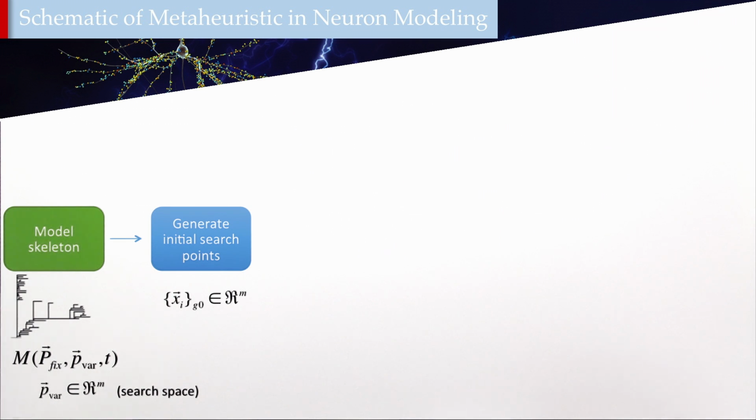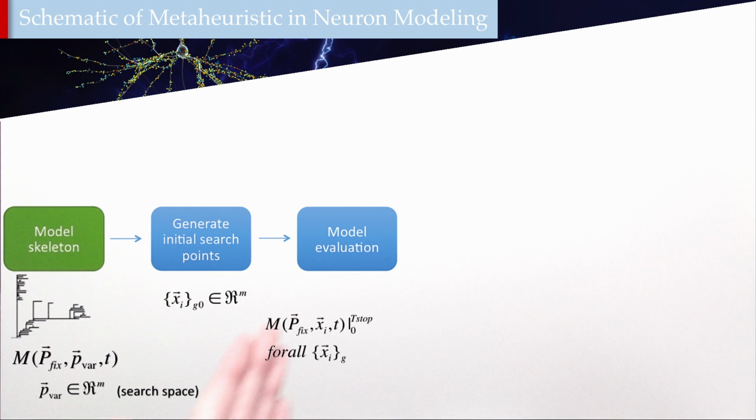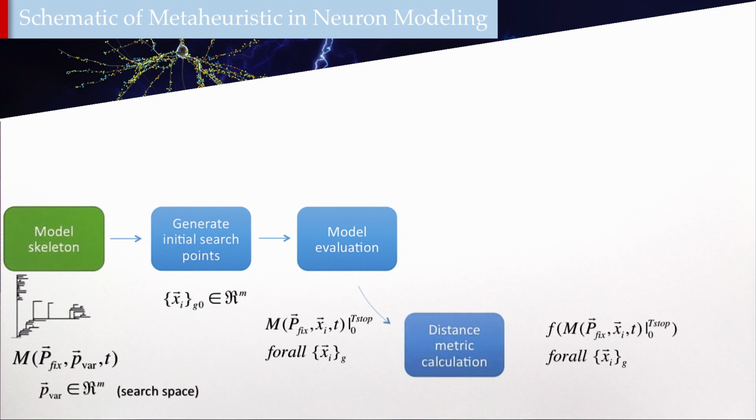What you then have to do is create essentially an initial set of samples of this search space, and then evaluate your model on these parameters. So for each of these parameter sets xi, you evaluate the model equation between a certain start time and end time. You're essentially solving the differential equation in time for the cable equation and the ion channels. Once you've done that, you ideally have some way of expressing whether you like the solution or not.